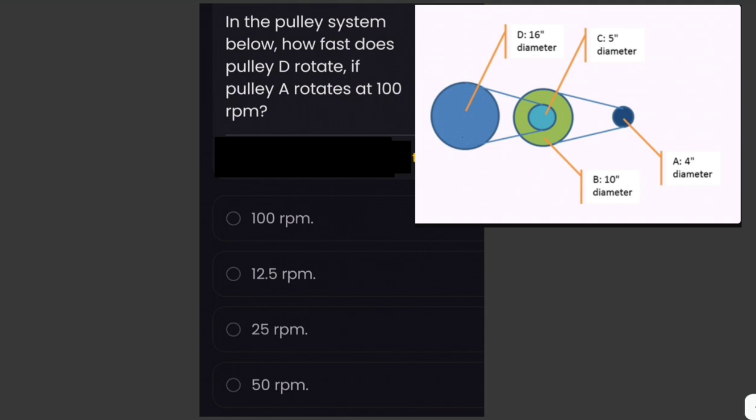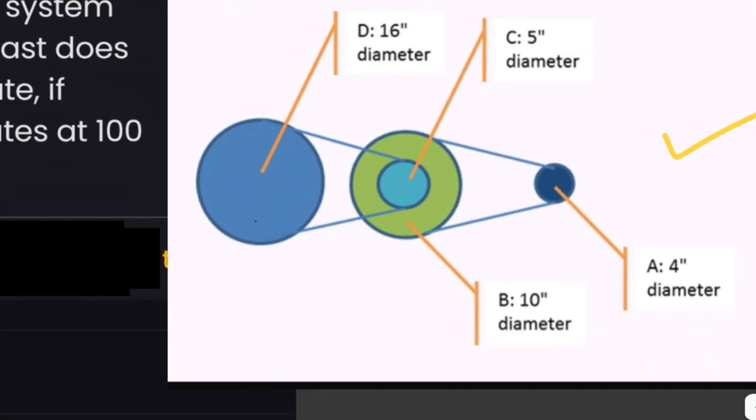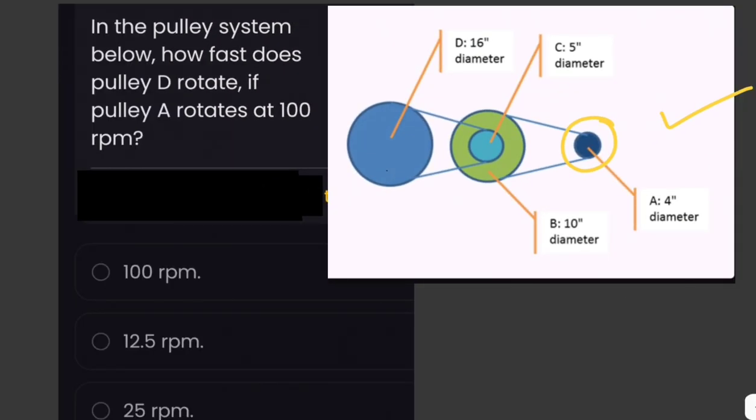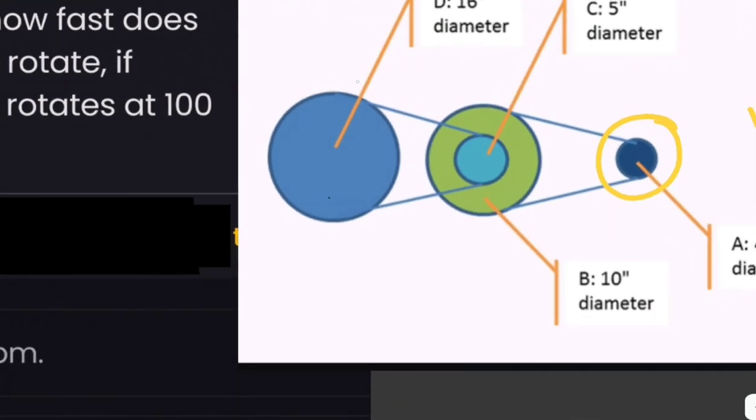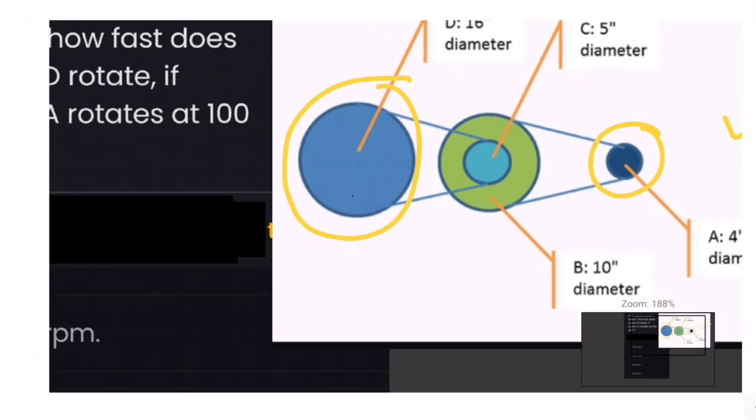In the pulley system below, here on the right, how fast does pulley D rotate if pulley A rotates at 100 RPM? So where is pulley A? This is pulley A here. It rotates at 100 revolutions per minute. And what would be the speed of pulley D? So this is pulley D.